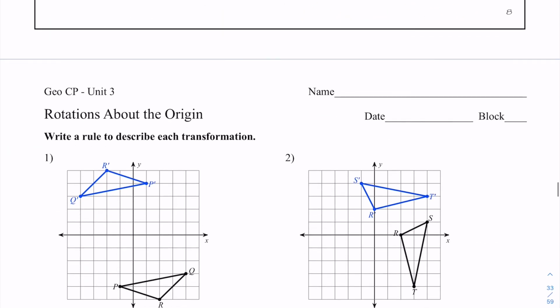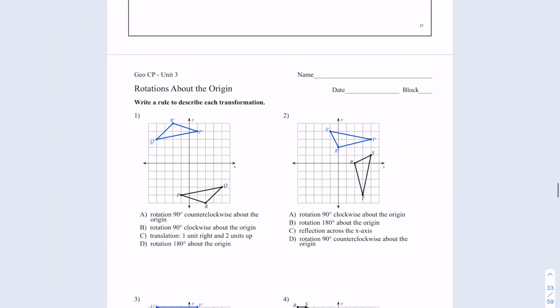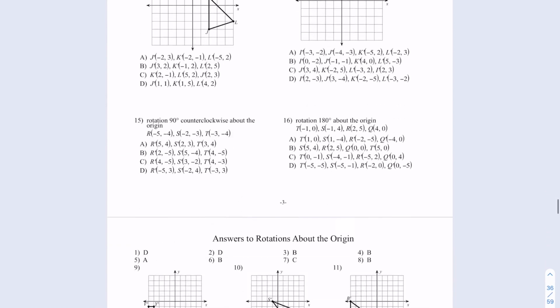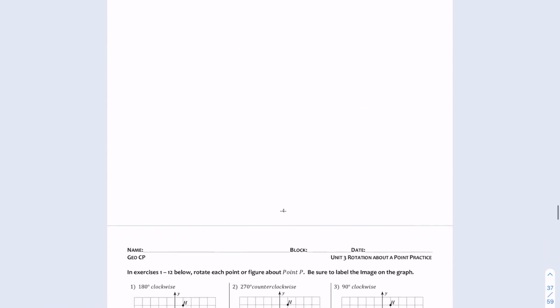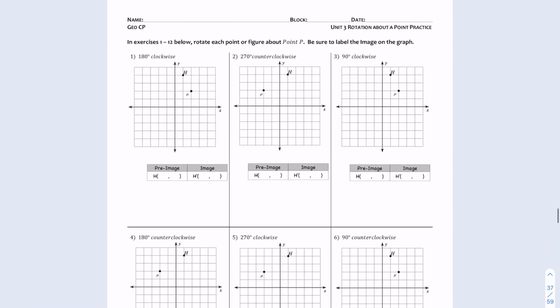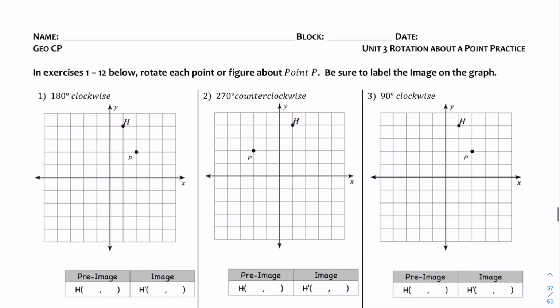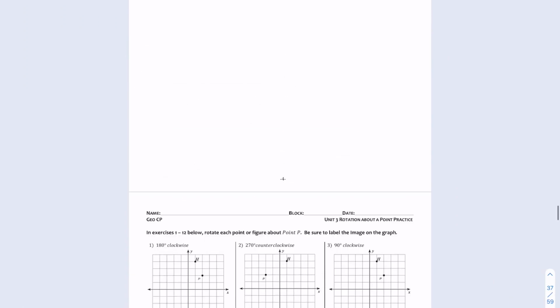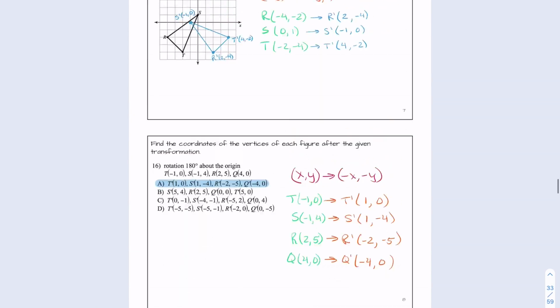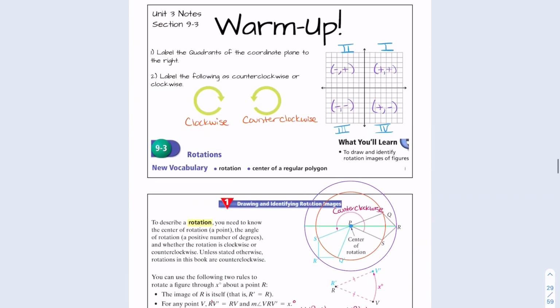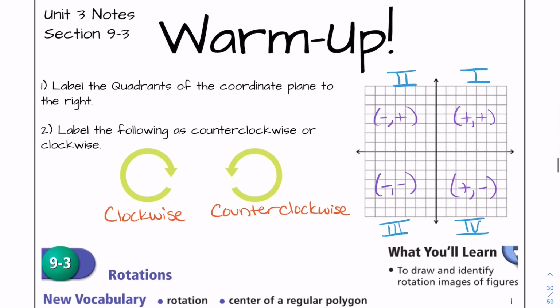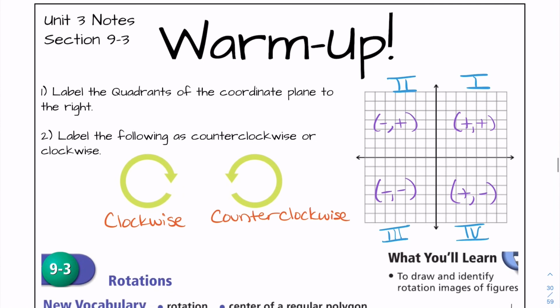Okay, so yep, you're going to want to finish the rest of this worksheet. The answers are all there for you. I won't be doing them out, and we're going to be starting our next lesson, which is this one. It starts off a little bit different, okay? So that's rotations about the origin, section 9.3. Okay, so finish that worksheet. Good luck.